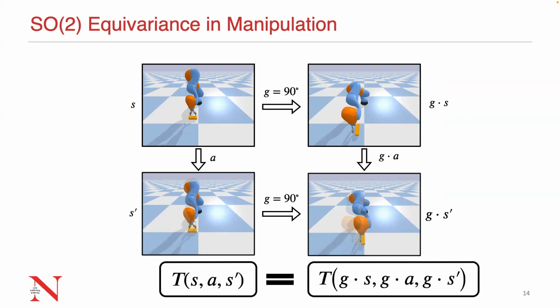So there are some implicit assumptions here. For example, the tabletop has the same friction across the workspace. Otherwise, when you rotate, you might end up with a different area with a different friction coefficient, then your pushing action might have different results. But let's just assume that the entire workspace has similar or the same physical properties. Then we can write the transition function as an SO2 invariant function.